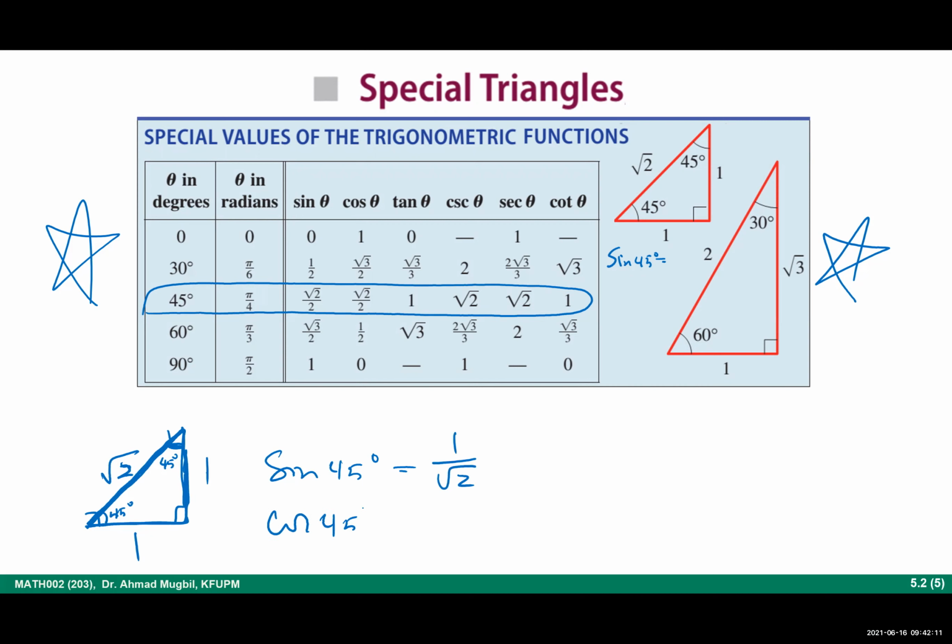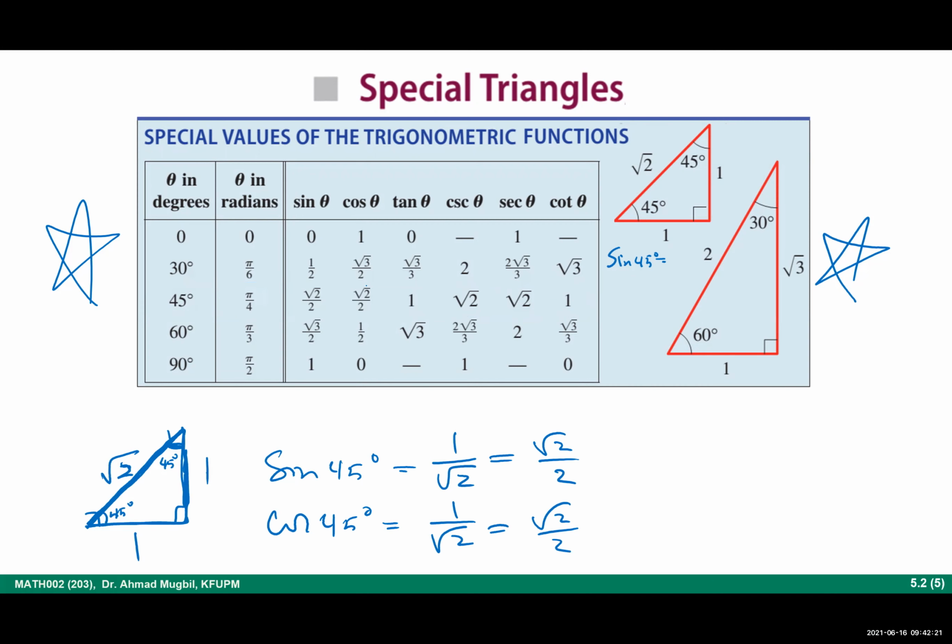Similarly, cosine 45 is 1 over square root of 2. You can rationalize these to write them like this. And this is the only angle, ya shabab, that its sine and its cosine are the same. And because of that, its tan also will be the opposite over the adjacent. It will be 1 over 1, it will be 1. Look, also its cotan will be 1.